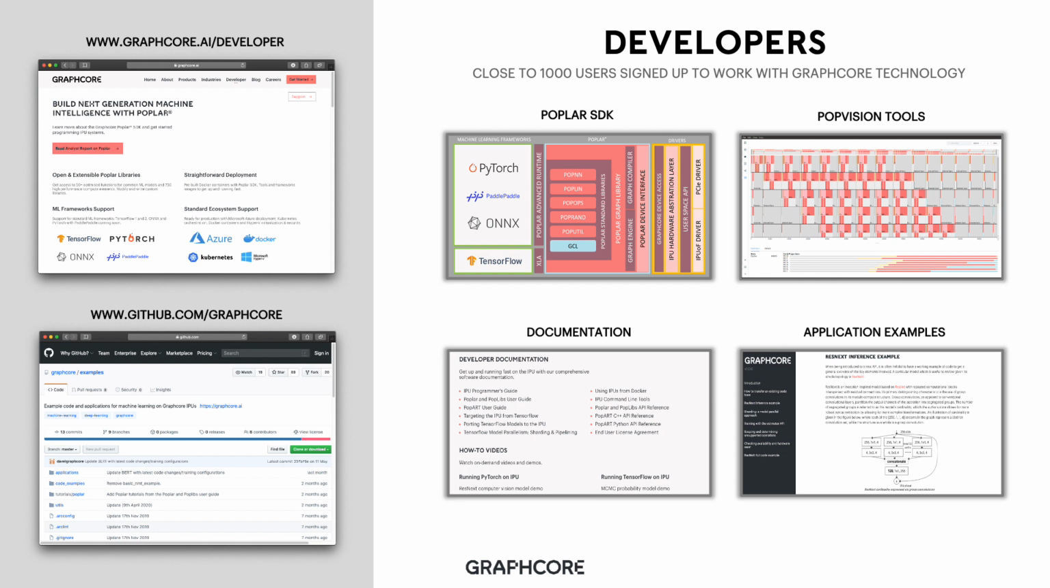Alongside this, we have our GitHub site. Our GitHub site contains the application examples, tutorials, and benchmarks required to see how to utilize IPUs in applications. Both of these websites are available today and visible to users. The developer portal supports four main areas: the POPLAR SDK, use of our Pop Vision tools, documentation, and application examples.